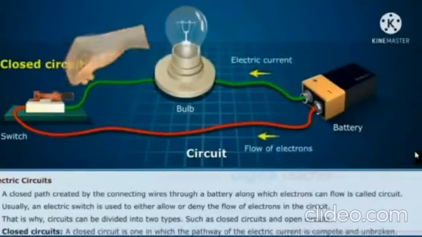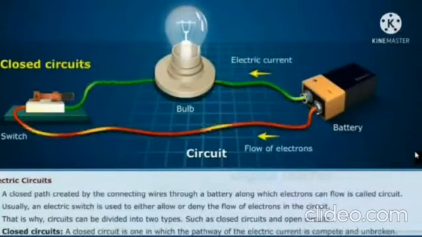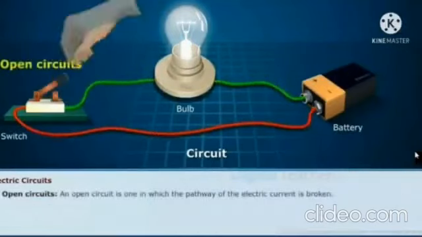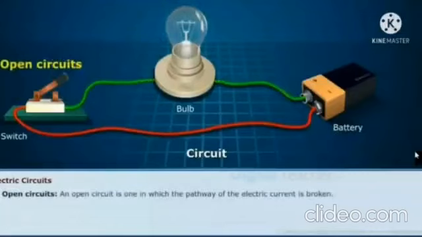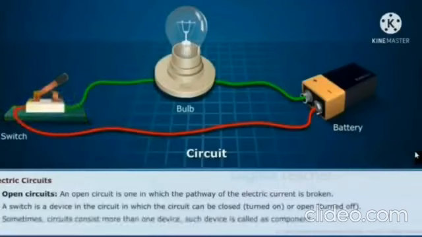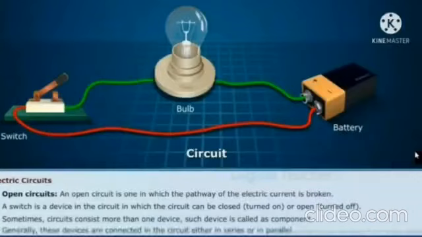A closed circuit is one in which the pathway of the circuit components is complete and unbroken. Next, open circuits. An open circuit is one in which the pathway of the electric current is broken. A switch is a device in the circuit by which the circuit can be closed or opened. Sometimes circuits consist of more than one device. These devices are called components.